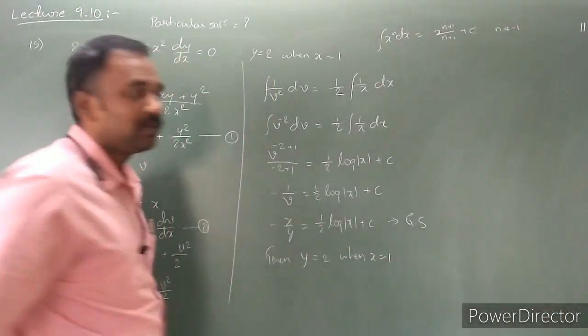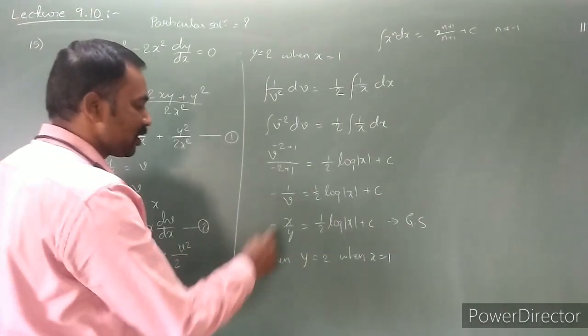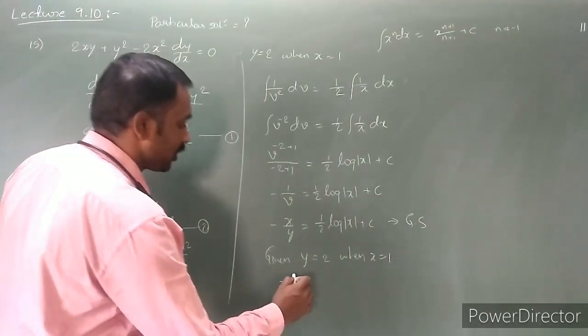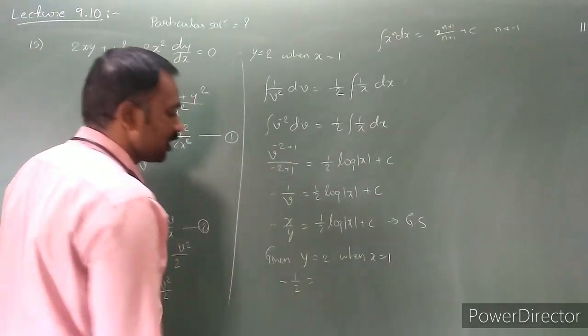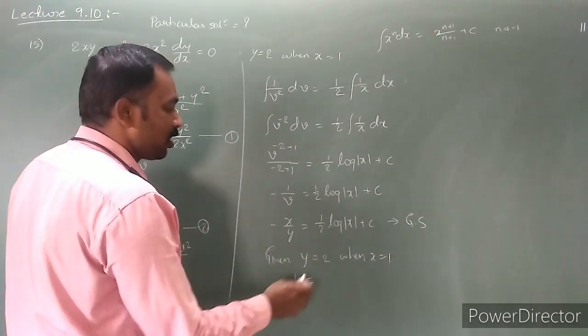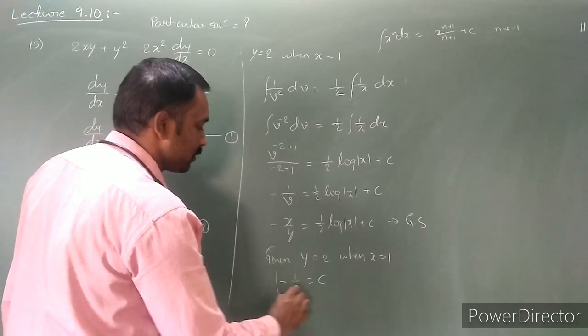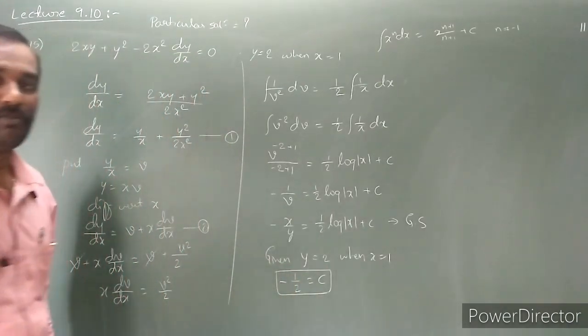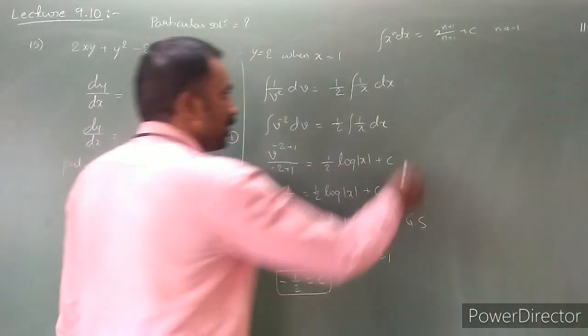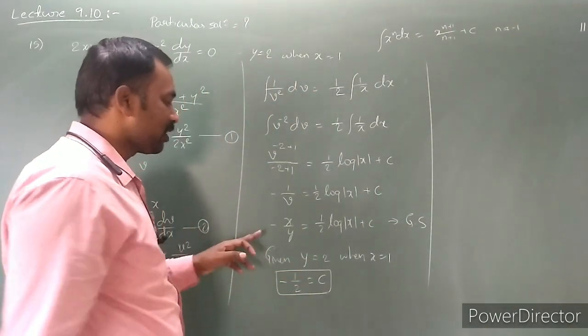y is equal to 2 when x is equal to 1. Replacing all these values, x value is 1. 1 divided by 2 with an equal sign is equal to log of 1, which is 0. This term becomes 0, so 0 is equal to c. C is equal to how much? Minus 1 by 2.